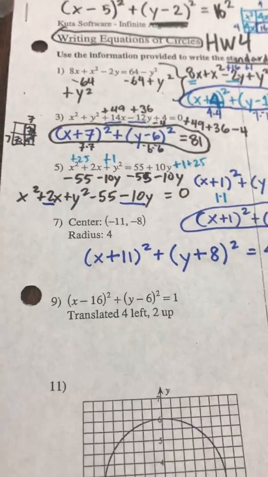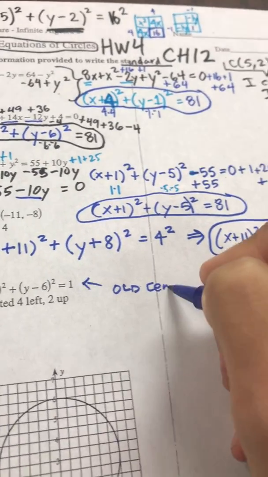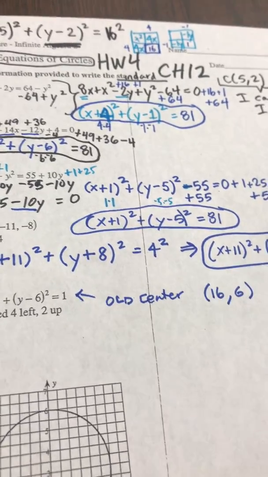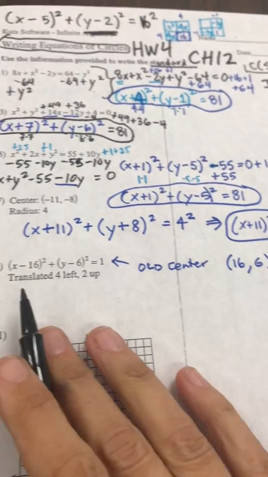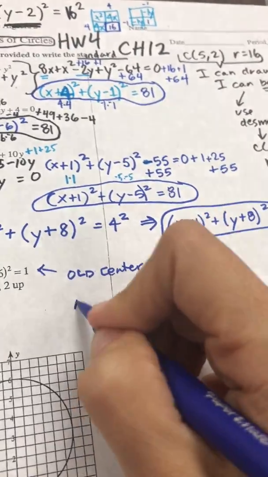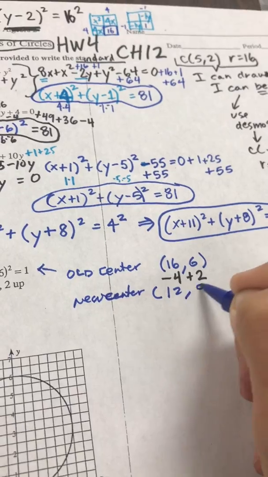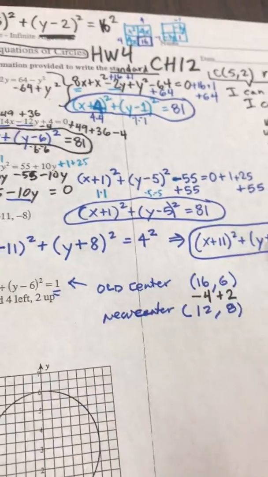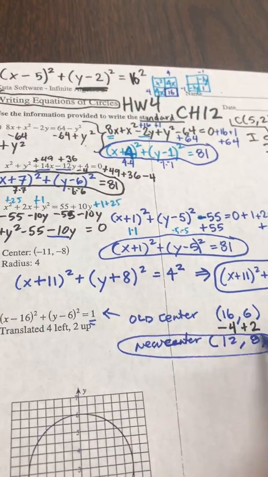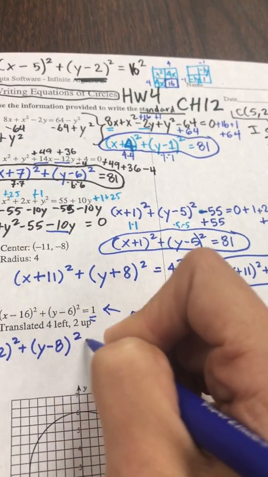Let's look at this guy. Ooh, translate. Very cool. So my old center is at positive 16, positive 6. So if I translated 4 to the left and 2 up, my new center is at 12, 8. Now, nobody said anything about dilating it, making it bigger or smaller. So the only thing different is the left side of the equation. X minus 12 squared, y minus 8 squared equals 1.